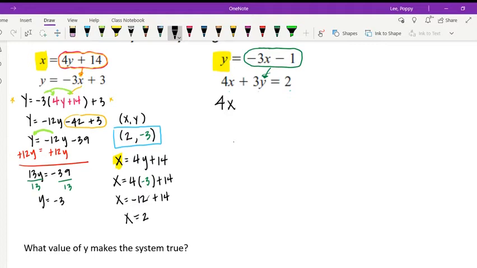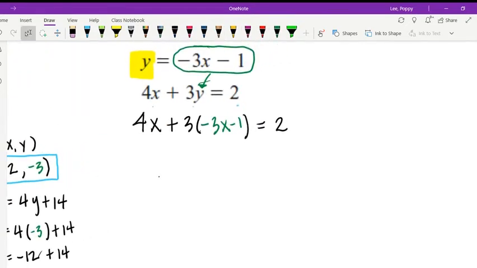So I'm going to bring down the 4x. I'm going to bring down the plus 3, but instead of y, guys, we're going to plug in -3x minus 1, because we were told in that first equation that y is equivalent to -3x minus 1. So now that we have that done, don't forget to bring down the equals, because that's an important piece there. Notice in this equation, the only variable we have is the x. That's the only variable we have to solve for. So we're going to solve for x first this time.